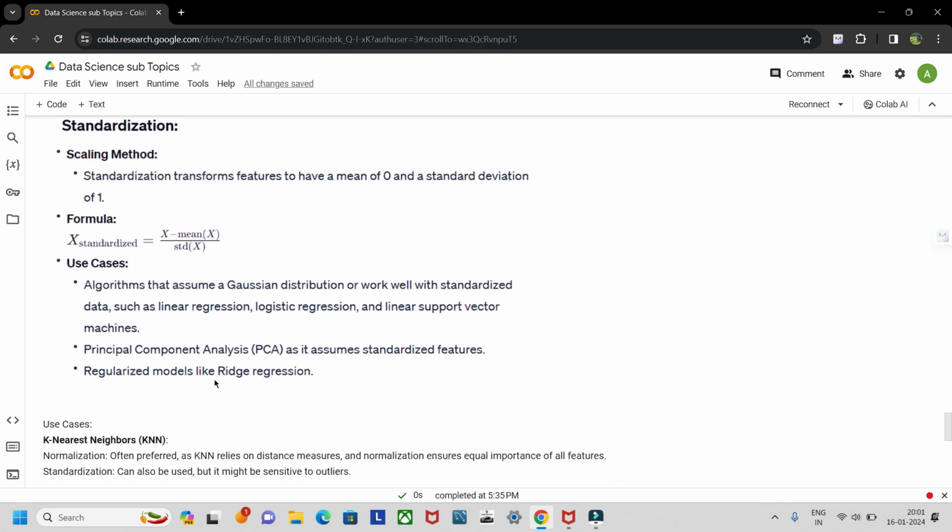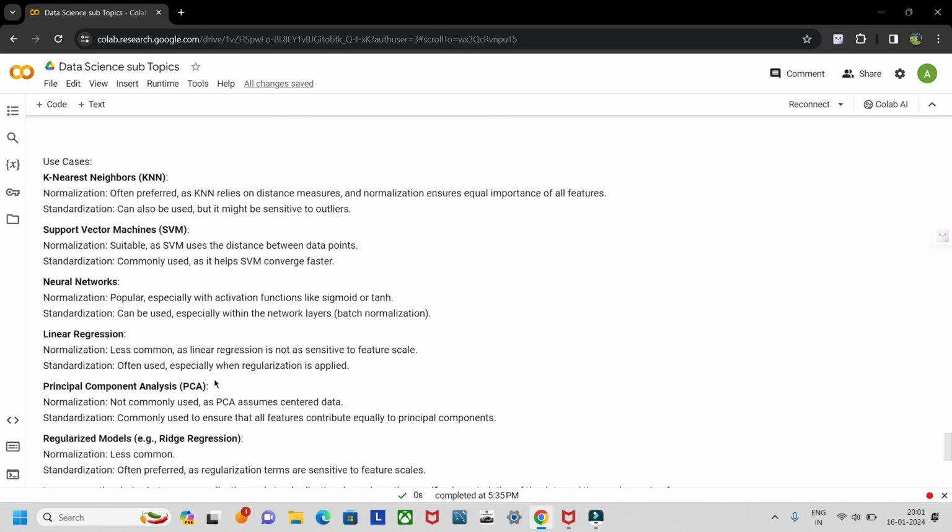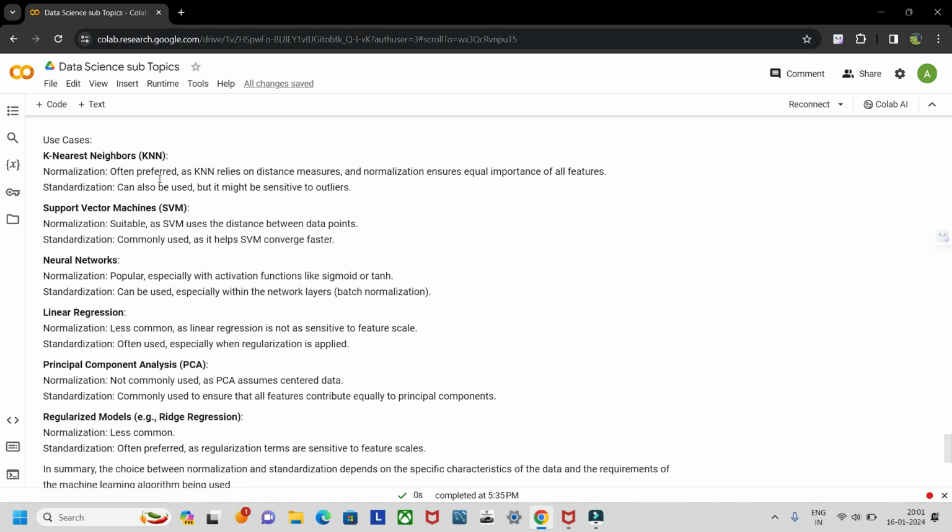Okay, so next is use cases where they can be used. Use cases are nothing but the different ML algorithms. In case of KNN, normalization is often preferred as KNN relies on distance measures, and normalization ensures equal importance of all features. Standardization can also be used, but it might be sensitive to outliers. One thing you need to understand is standardization is sensitive to outliers. So in case of KNN also, if there are a lot of outliers, then you cannot use the standardization, so you have to go with normalization.